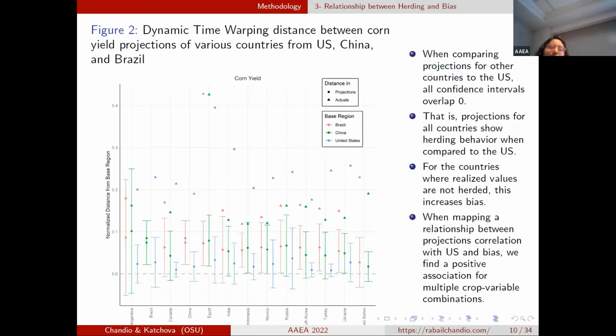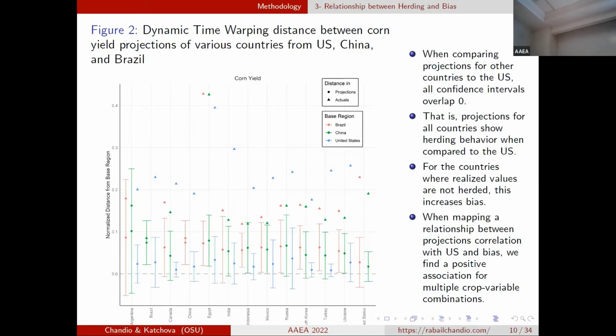Now, this is the figure that shows our dynamic time warping calculated distance, and it shows the true distance. Let's visit the figure closely. I think the color is a little lighter here, but okay. The blue line shows each region's distance. The region is on the x-axis. When I compare it to the US, the circle here is the difference in the trends of each region's projections compared to the US, while the triangle is the true difference.